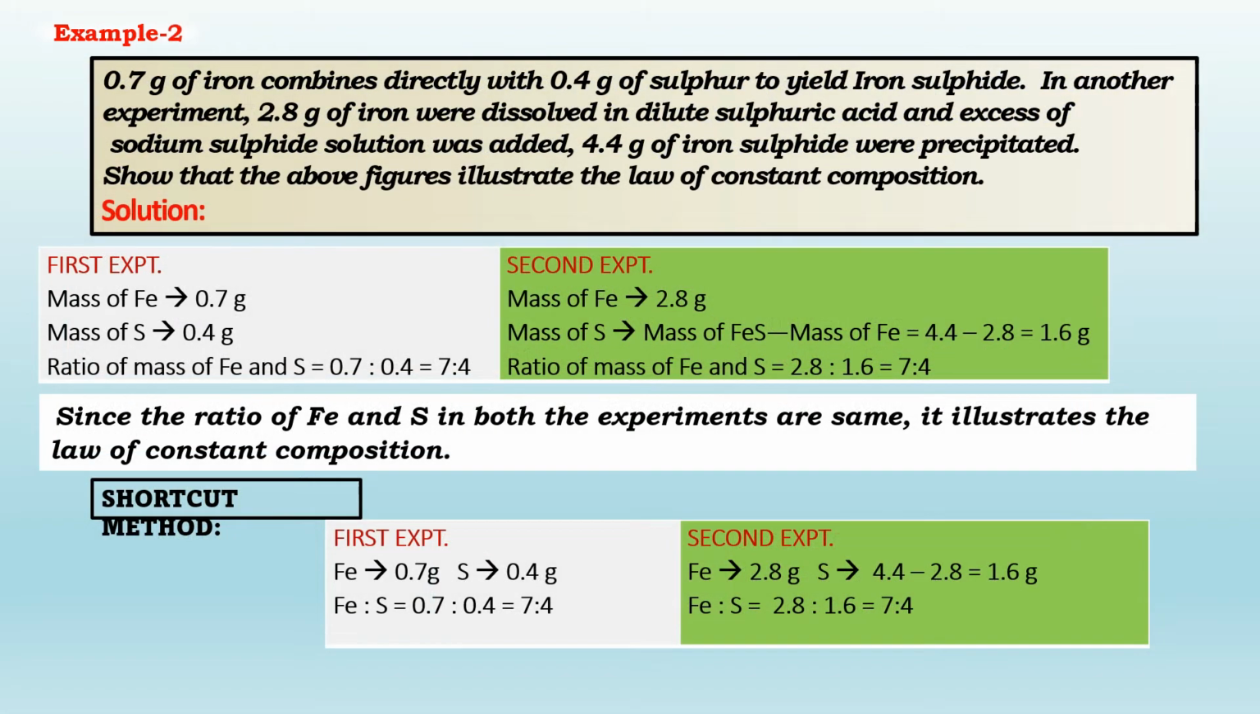Example 2. 0.7 gram of iron combines directly with 0.4 gram of sulfur to yield iron sulfide. In another experiment, 2.8 gram of iron were dissolved in dilute sulfuric acid and excess of sodium sulfide solution was added.